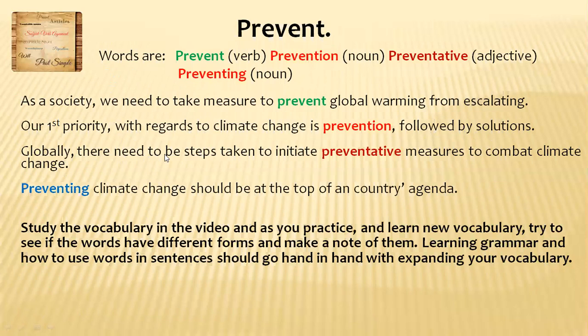Globally, there needs to be steps taken to initiate preventative measures to combat climate change. So again, preventative is the adjective describing measures. Preventing climate change should be at the top of a country's agenda. This page I didn't check. I'm a bit annoyed with myself, but I'm sure you guys can understand what it's all about.